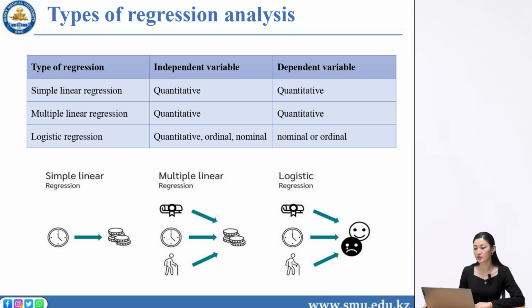Here you can see the types of regression analysis in the table. In simple linear regression analysis, you can see only quantitative variables, only two variables, independent and dependent. Multiple linear regression, here quantitative and quantitative, but many. Logistic regression, here we can use not only quantitative, but ordinal and nominal variables also. Here you can see pictures. For better understanding, if you look at these pictures, you will understand the differences of these regression analyses.